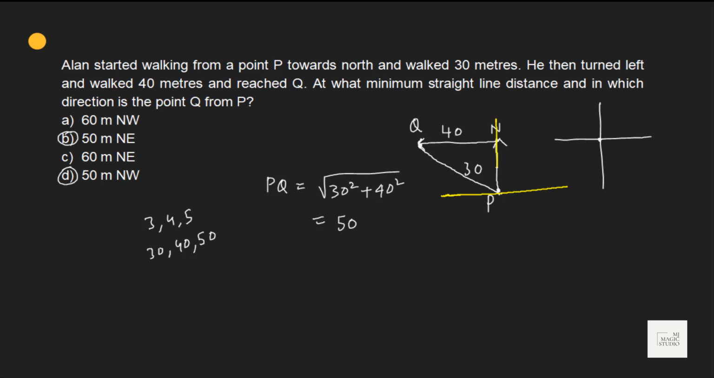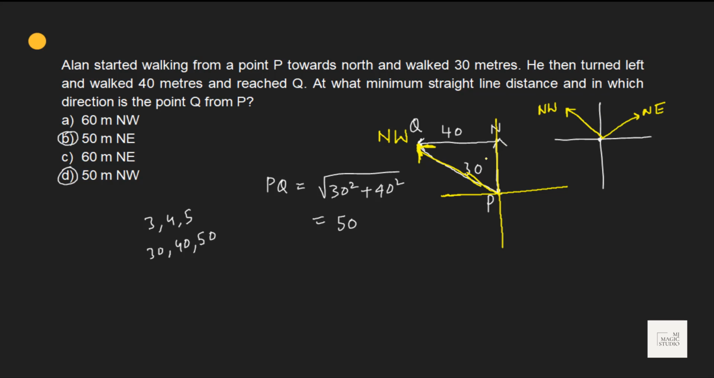Draw coordinates here itself, and then it would be easy for you to visualize. Actually, where is Q from the starting point, and in which direction is Q from P? It is north, okay, and west. This cardinal direction is northwest. You know that. This one is northeast.